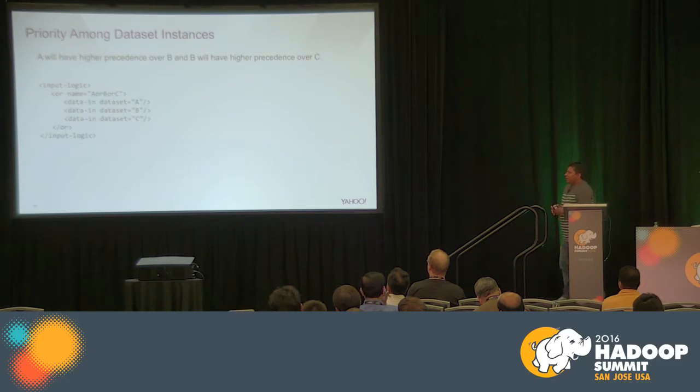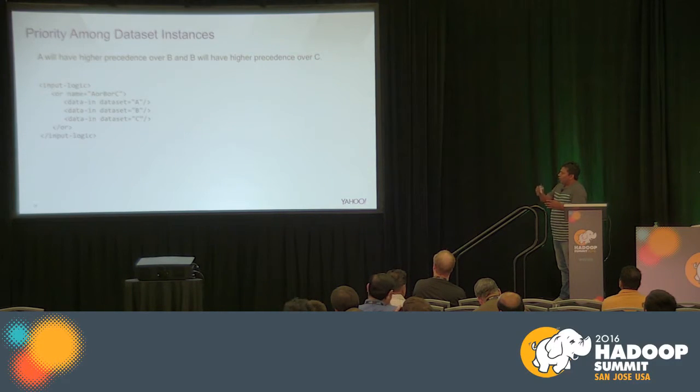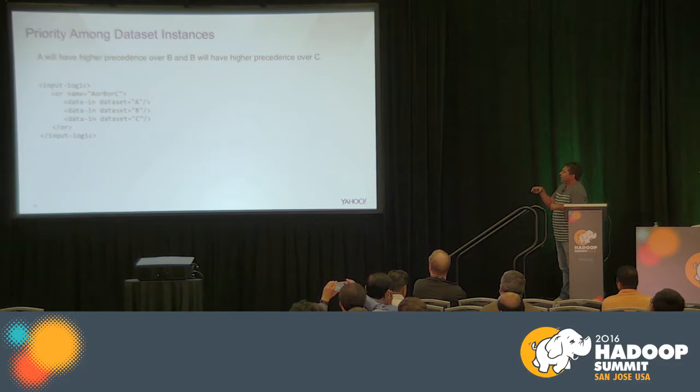In case of multiple providers, I should be able to assign a priority among the providers. So here data sets A, B, and C are from different providers. For input logic, the ordering is the priority. Here A has more priority over B and B has more priority over C. Oozie is going to look at A first, and if A is not available, it's going to look into B, and then C only if A and B are not available.